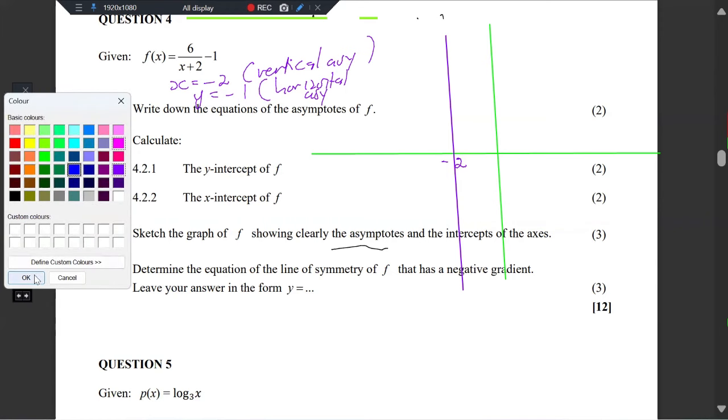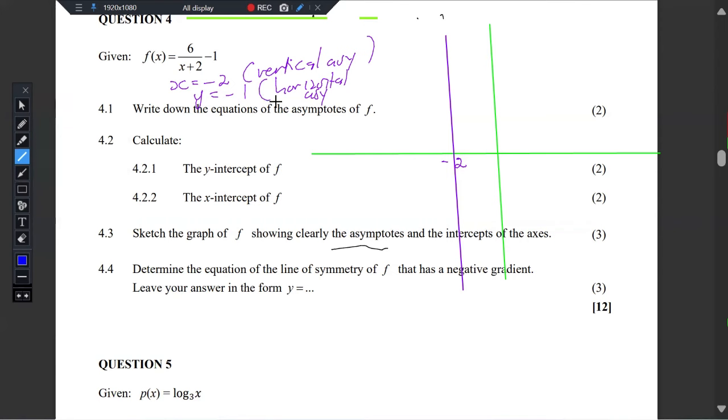So let's say we are dealing with the other one, the horizontal asymptote. It's at y is equal to -1. We can predict it to be somewhere there, and then we just indicate that it has to be -1 here. Now, obviously, this sets the stage for our intercepts.